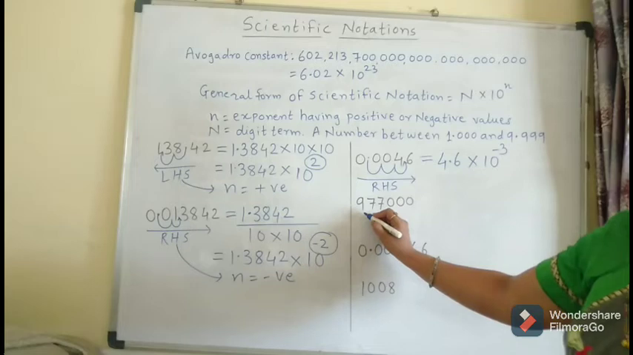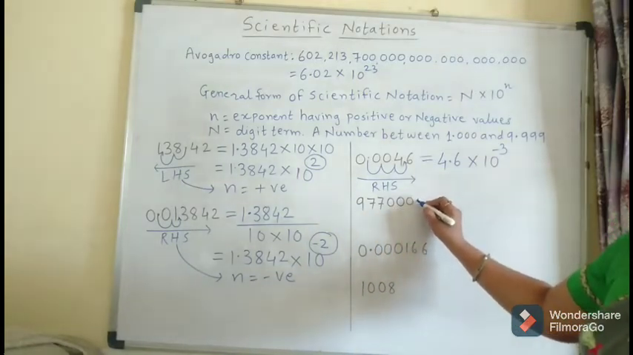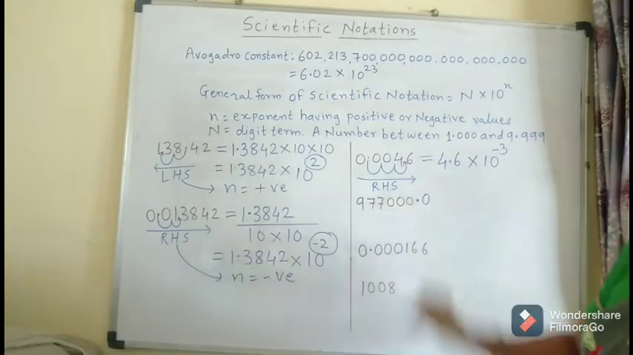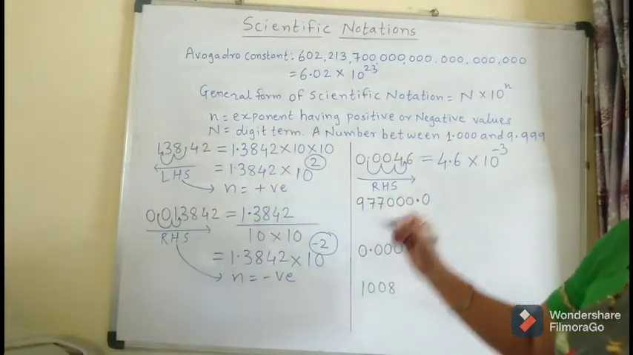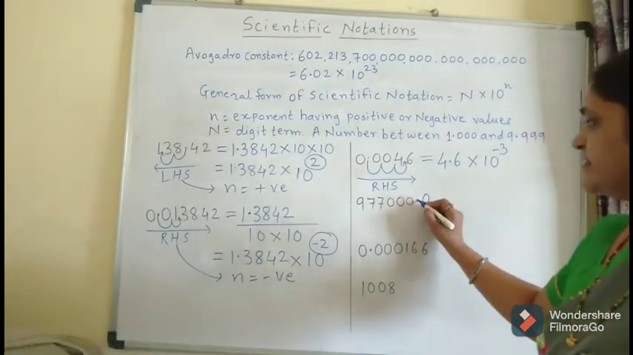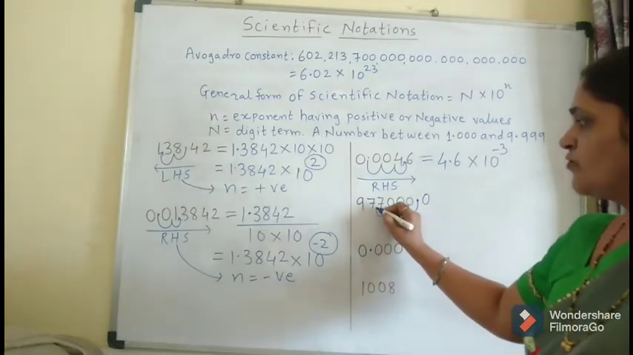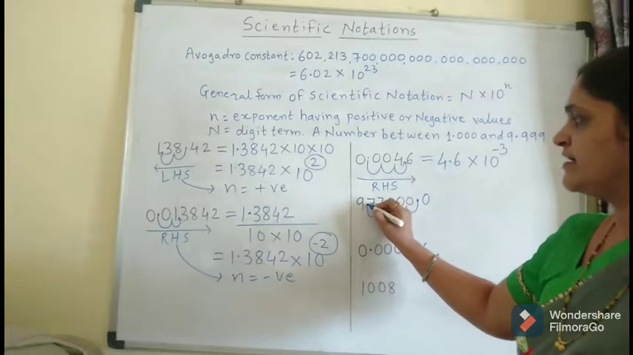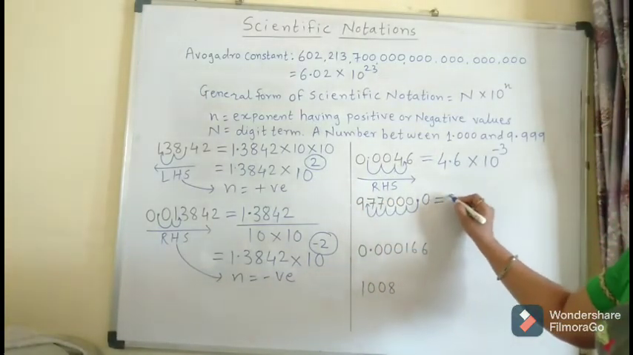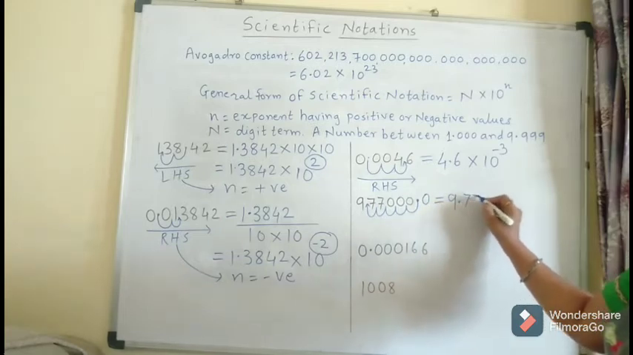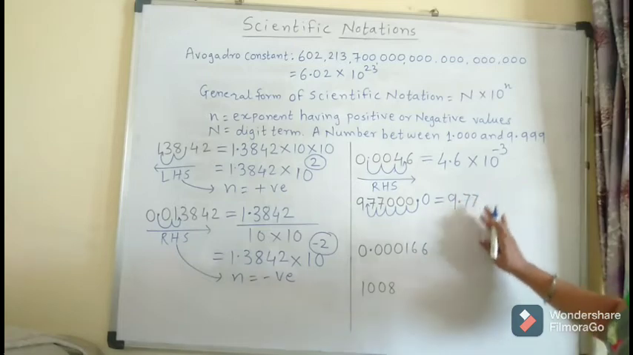Now the second number, 977000. Now here I am going to place a decimal point after this 0 and I will put 0, so that it is convenient for me to see the shifting of the decimal point. Now I will shift this decimal point 1, 2, 3, 4 and 5 digits over here. And I am going to put the decimal point between 9 and 7. So it will be 9.770. Okay, if I am not writing 0, nothing matters.